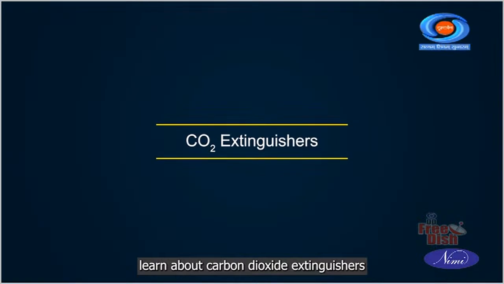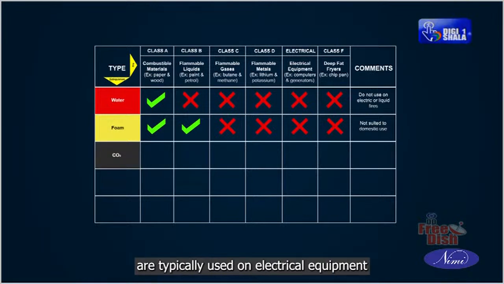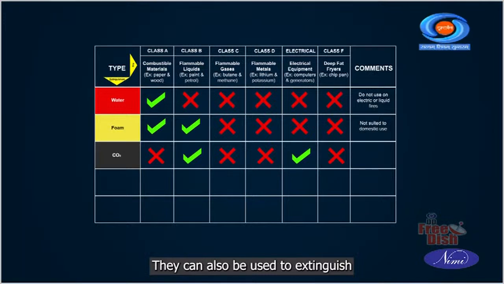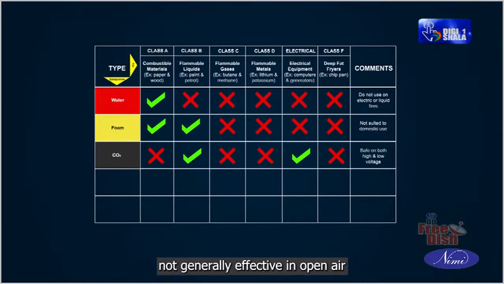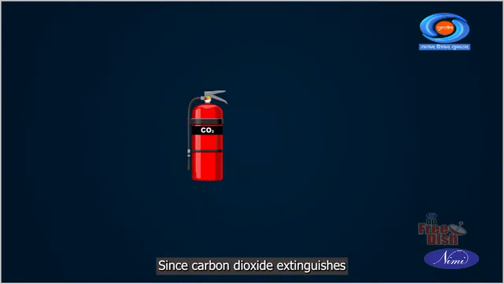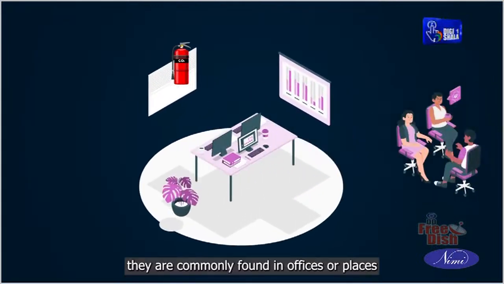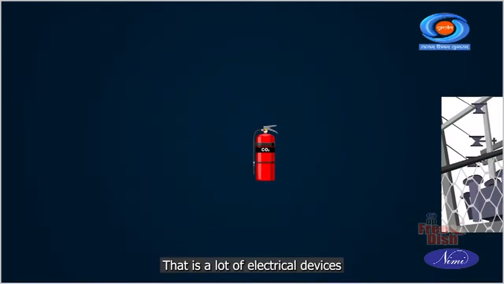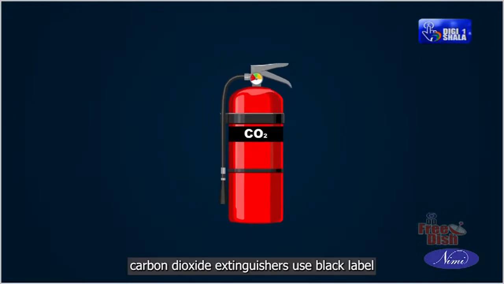Let us now learn about carbon dioxide extinguishers. Carbon dioxide extinguishers are typically used on electrical equipment. They can also be used to extinguish flammable liquids in the same way as foam extinguishers. Carbon dioxide extinguishers are not generally effective in open air. Since carbon dioxide extinguishers are perfect for electrical fires, they are commonly found in offices or places where there is a lot of electrical devices. Carbon dioxide extinguishers use black label.